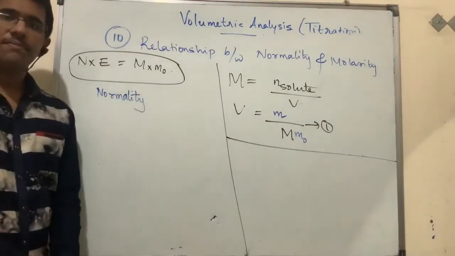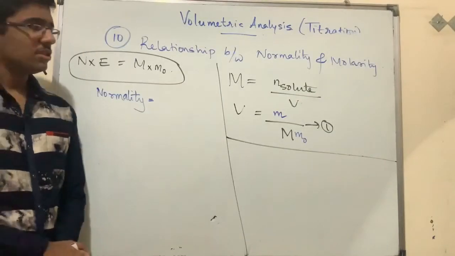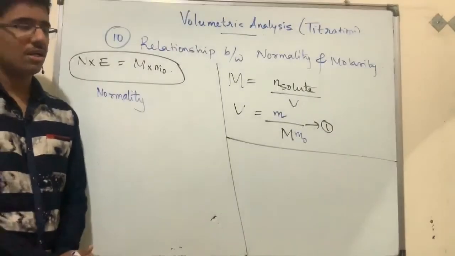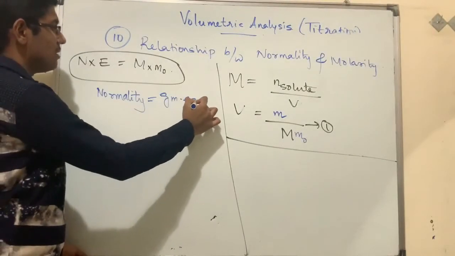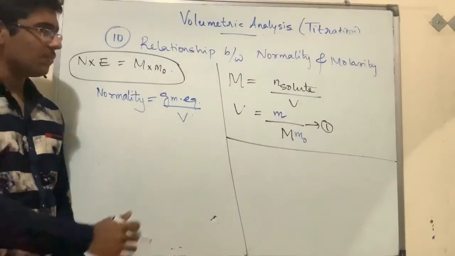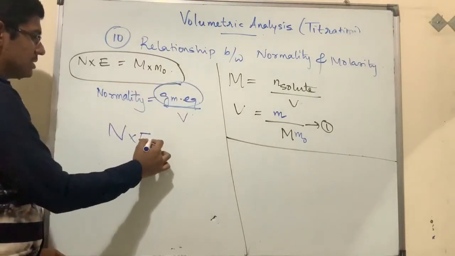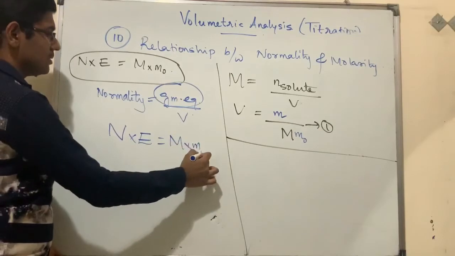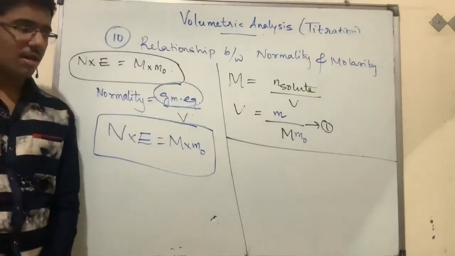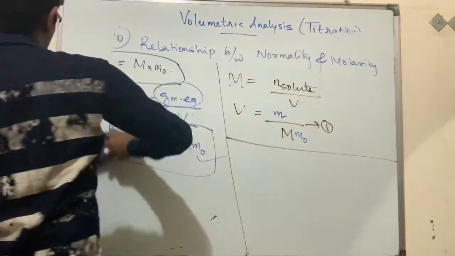Normality is defined as what? The number of gram equivalents per unit volume. So how much gram equivalent is needed per unit volume? That is said to be normal solution. Gram equivalent divided by volume. So these two concepts you should know, and you should always memorize this equation: normality into equivalent mass is molarity into molar mass. Normality into equivalent mass is molarity into molecular mass. So this you should always keep in mind. This is your 10th Viva question. This is only the result they are really asking. Okay.